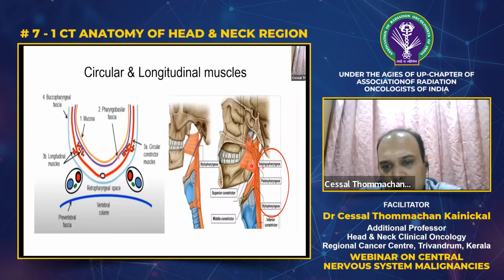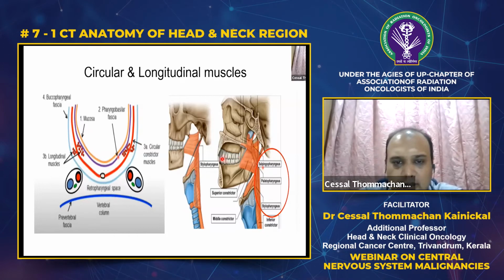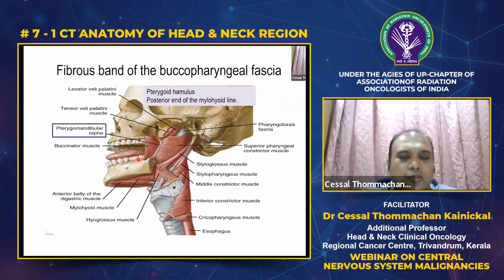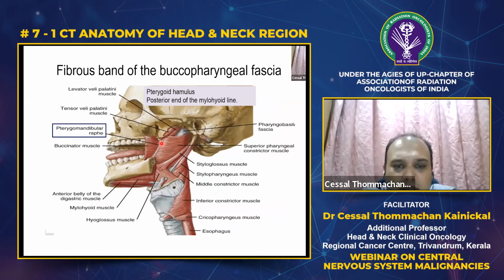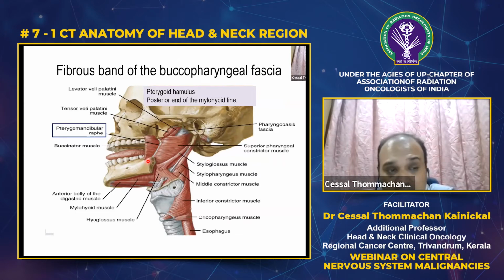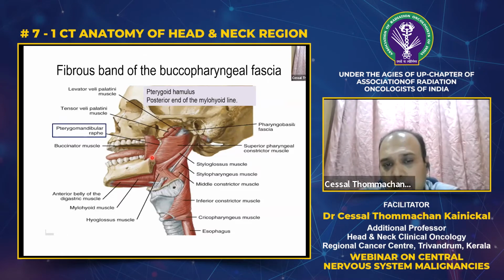So if you have a tumor in the tonsil, it spreads into the superior constrictor, it can lead to the anterior pterygomandibular raphe, and you have the buccinator interdigitating here. So I will show you that. Yes, so this is the pterygomandibular raphe. It arises from the pterygoid hamulus here, and it is inserted into the posterior end of the mylohyoid line. There is a mylohyoid line which gives origin to the mylohyoid muscle in the mandible. I will show that when we discuss the oral cavity.